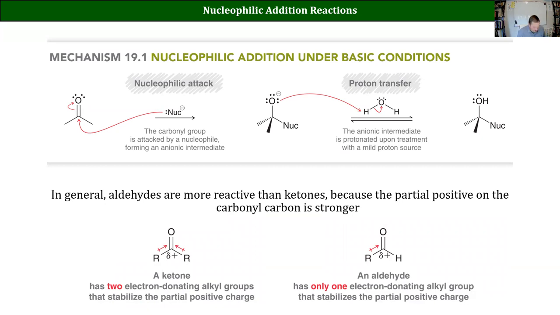And a recap as well: in general, aldehydes are more reactive than ketones because the partial positive on the carbonyl carbon is stronger. Remember, alkyl groups, sp3 carbons, are electron donating groups, just like we talked about with aromatic substitution. So if you have two electron donating groups on a ketone, there's less partial positive for that nucleophile to come in and attach. If we had to choose only one of two possible carbonyls, we're going to see the aldehyde reacting first.